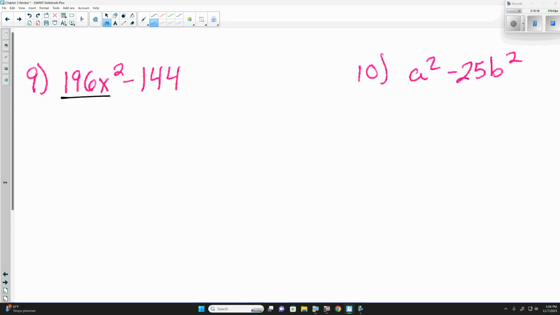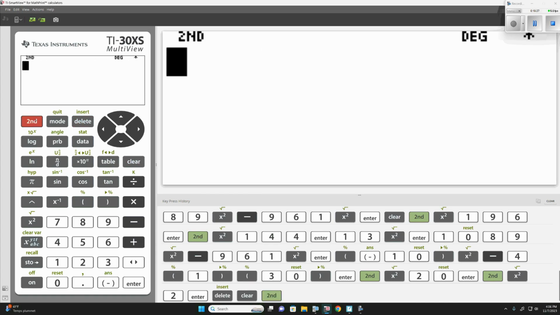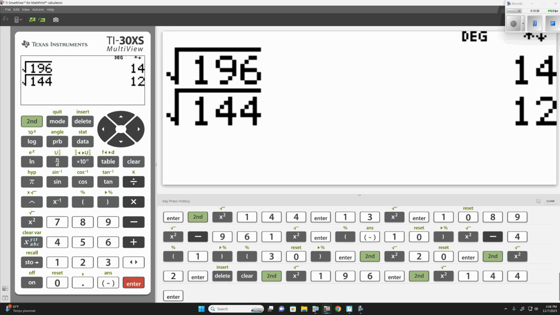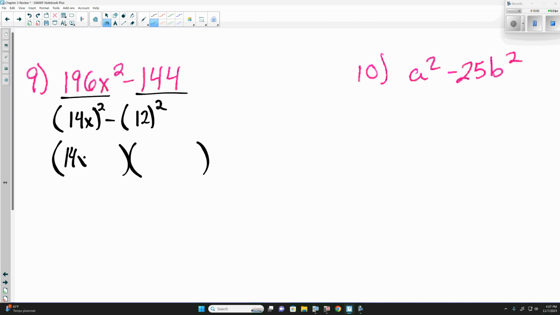9. We do have two terms being subtracted, and one of them does have an x squared. So the question is, is it a perfect square? Well, I can take the square root of 196, which is 14, so it is a perfect square. I can take the square root of 144, and that's 12. And x squared is a perfect square. So if we're looking at this, we can say it's 14x squared minus 12 squared. So our a in this problem is 14x, so it would go first in both cases. Our b is 12, and we would have plus and minus.